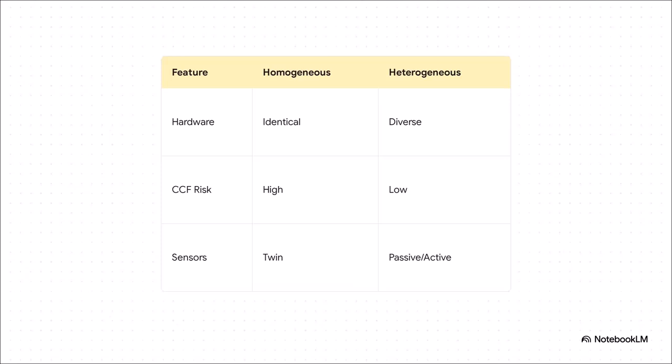Heterogeneous redundancy is the real power move. By diversifying your architecture, pairing the raw analog robustness of a tough guy passive sensor with the high-speed precision of a Precision Pro active sensor, you ensure that a flaw in one won't compromise the other. So if a sudden magnetic disturbance blinds the active sensor, the passive one just keeps on working. The lesson: don't just add more components, add different components.